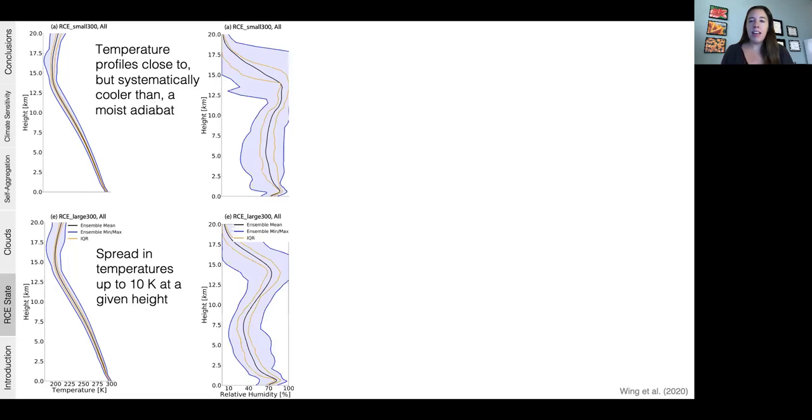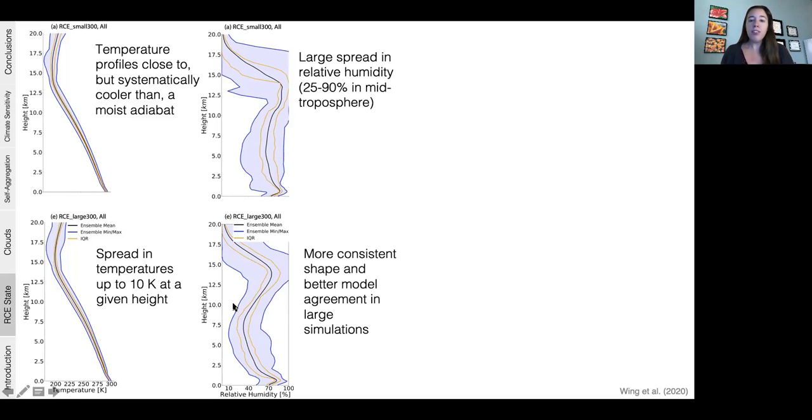Similarly, we see that there are quite wide differences in the relative humidity profiles simulated with these models. In the small domain simulations, which is the top panel, we see a spread of relative humidity between 25 and 90% in the mid-troposphere. In the bottom panel, our large domain simulation has a bit more of a consistent shape and better model agreement, but still a large spread.